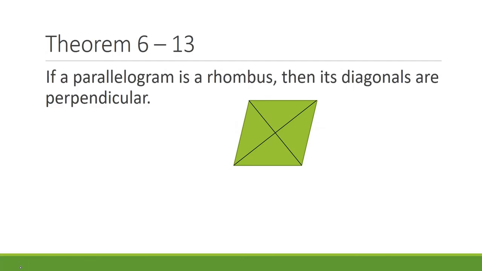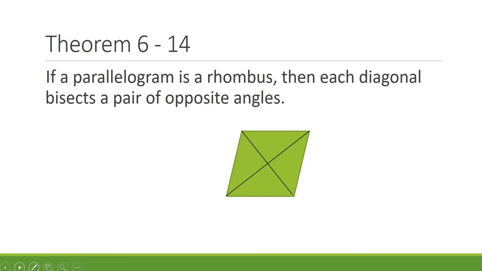Theorem 6.13 says if a parallelogram is a rhombus, meaning if it has four congruent sides, then its diagonals are perpendicular. So if these four sides are congruent, then we can say that these angles are all 90 degrees. So that's theorem 6.13. And you'll see how we're going to use that in a minute.